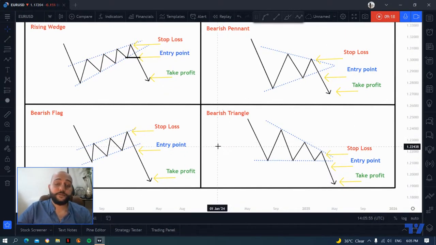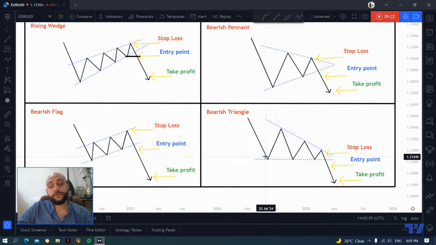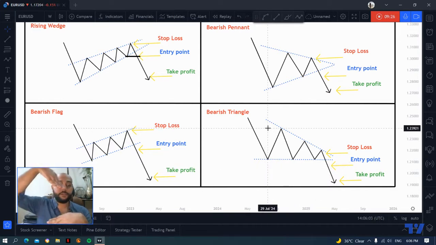And the last bearish continuation pattern is called a bearish triangle. So notice how this is a descending triangle. Notice how it's going down like this.